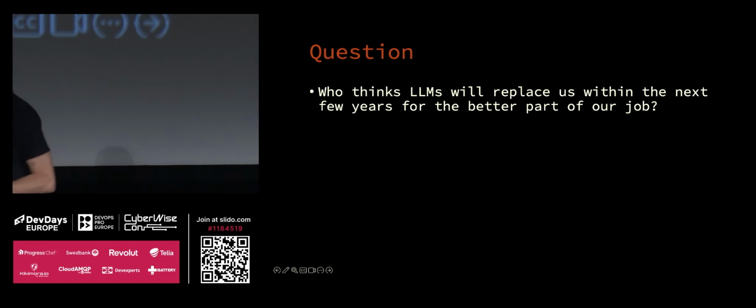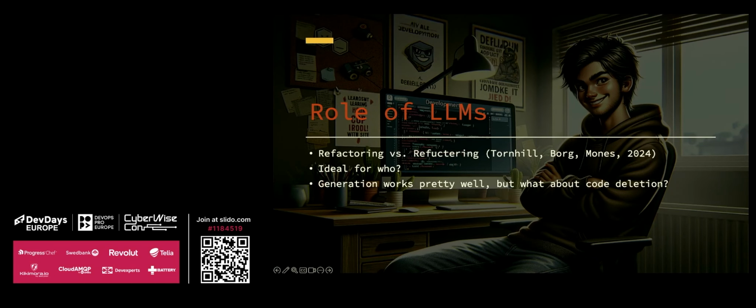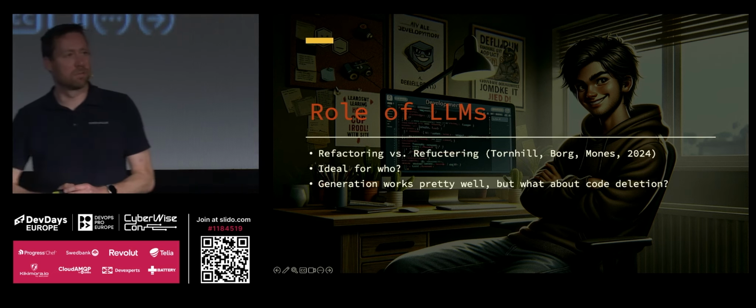I don't know the answer to that, but I do know that it has some impact on us as developers for sure. There's an interesting paper called Refactoring versus Refactoring from the beginning of this year. What that paper basically says is that it's becoming harder to progress from a junior to a medium to a senior developer due to these LLMs. And I think it makes a lot of sense.